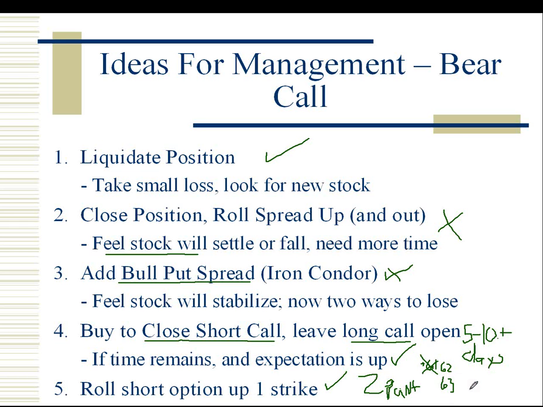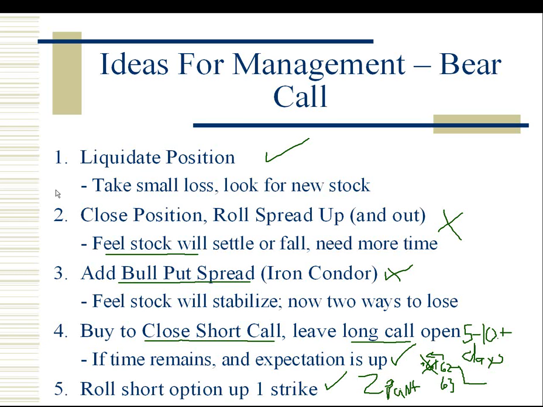I still might be able to do this at a credit that counters the loss I took on the short call, and I still have an increased probability of this expiring worthless. I'm still in a bear call even though the trend is going against me, but I may still be able to turn that into a profit. We'll take a look if that's possible today with our example.